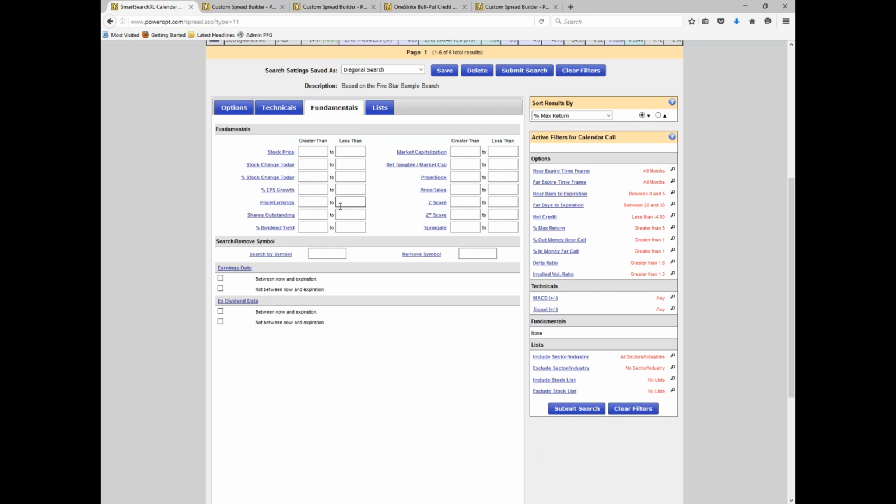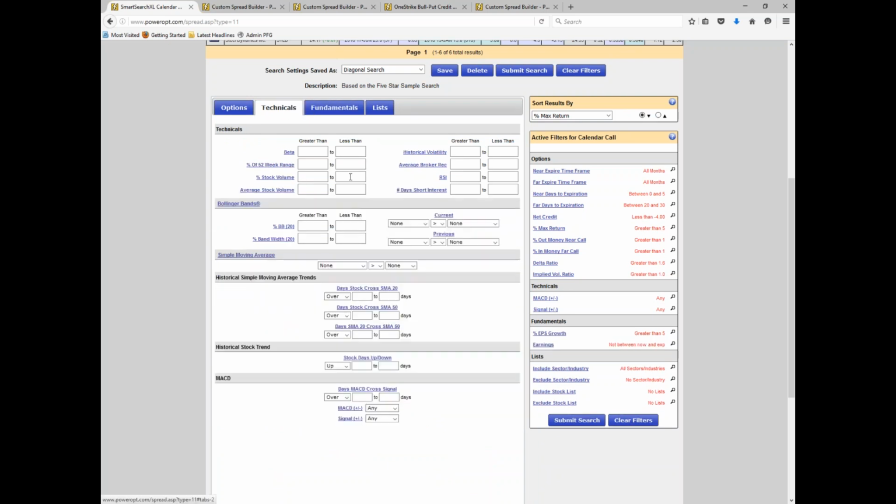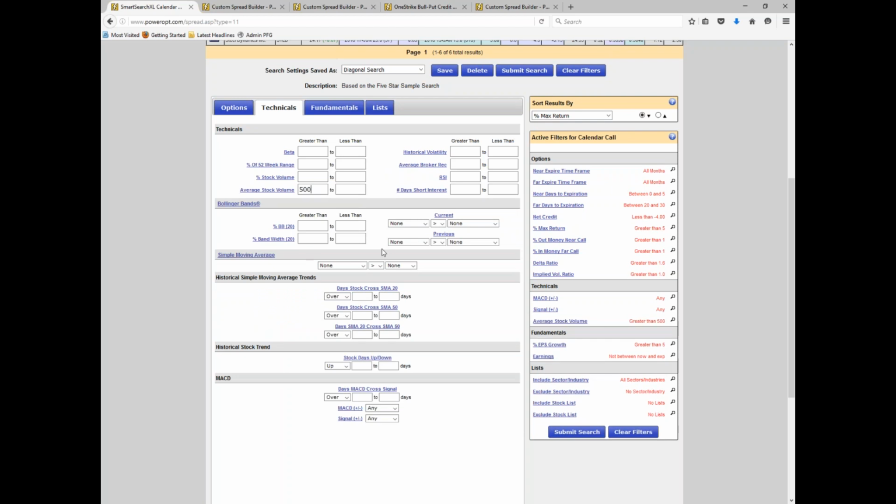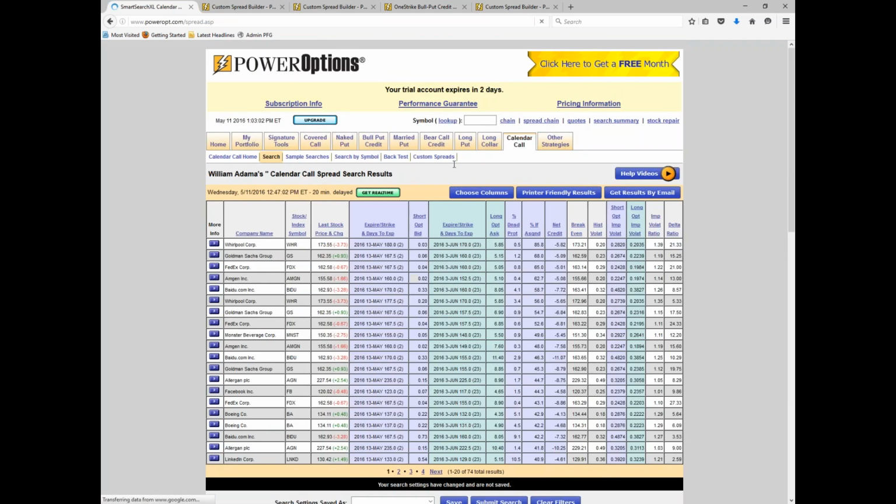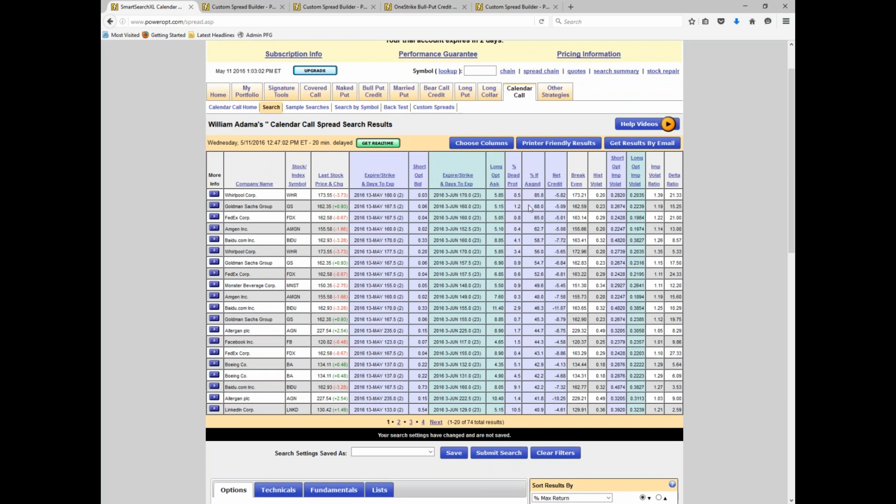Because this is a neutral to bullish strategy, I might want to look for stocks that have shown an earnings per share growth of at least 5% or more. I don't want earnings between now and expiration. And I might want to see some stocks with good average stock volume as well. Just as a starting point, let's go ahead and submit that. All right, so we have 74 total results on the position.